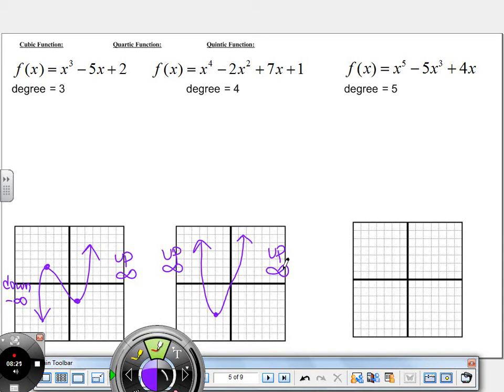All right. And then you graphed a quintic function. Sorry about my formatting. After that, we don't care. We call it a polynomial of degree 6, polynomial of degree 7. They don't keep getting fancy names.